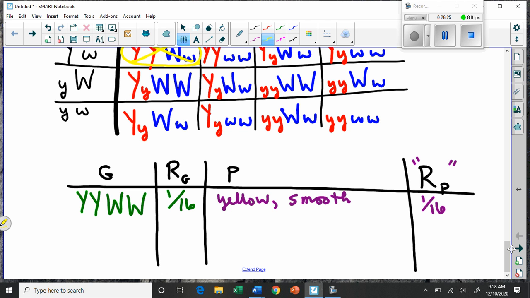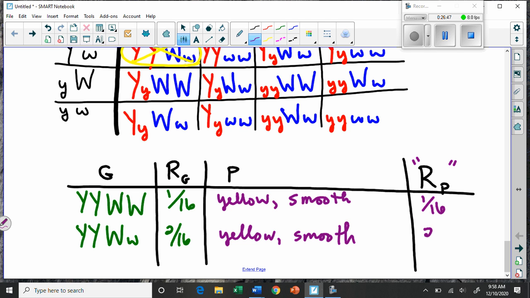So what I have here now is YY and big W, little w. 2 out of 16. Those phenotypes will also be yellow and smooth. So you see the problem. We have to add these up after. So there's 2 out of 16 for that. Okay? So far, we're just copying the genotype ratio under the phenotype ratio, but later, we're going to have to go back and add up all the ones that are the same.